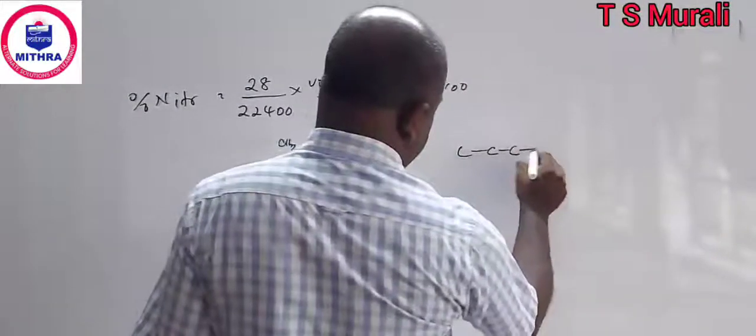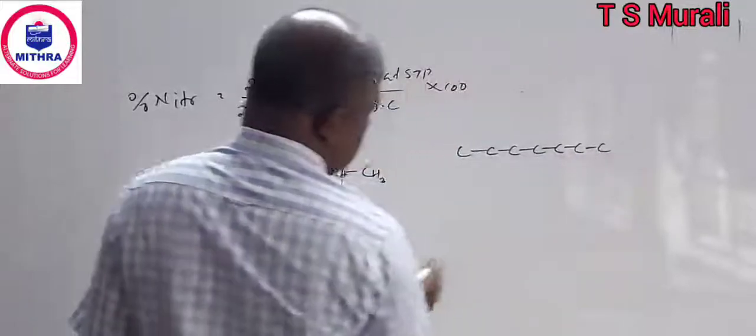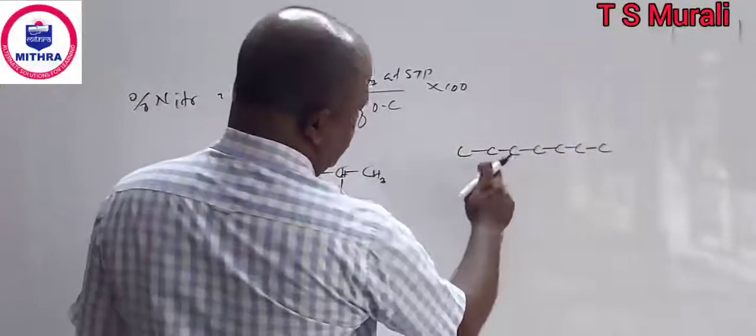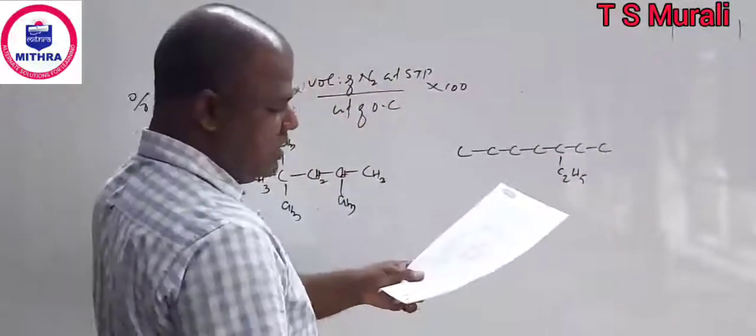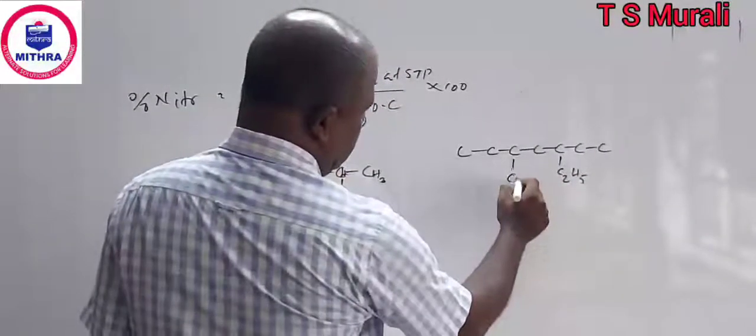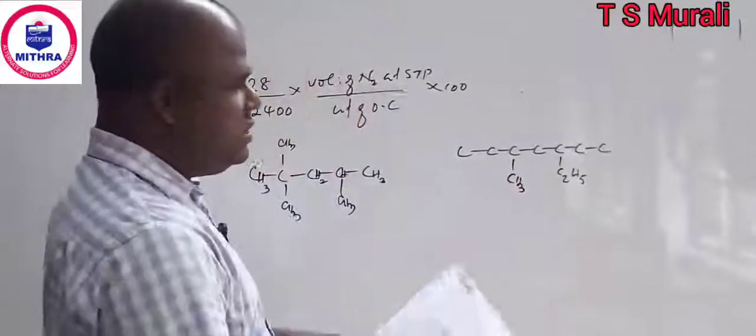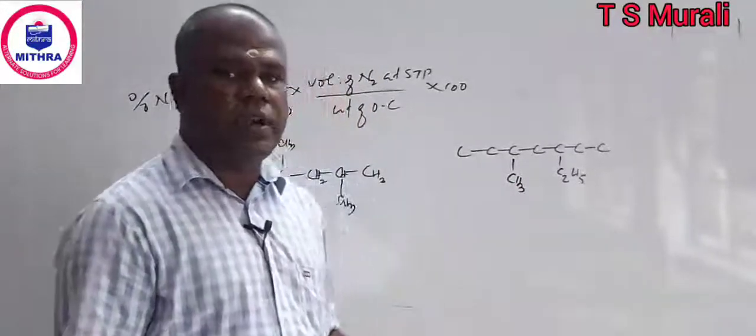1, 2, 3, 4, 5, 6, 7. Okay, 5 means 1, 2, 3, 4, 5. 5-ethyl, and what is that? 3-methyl. 1, 2, 3. This is not possible. Why? Because ethyl and methyl both are in the same location.